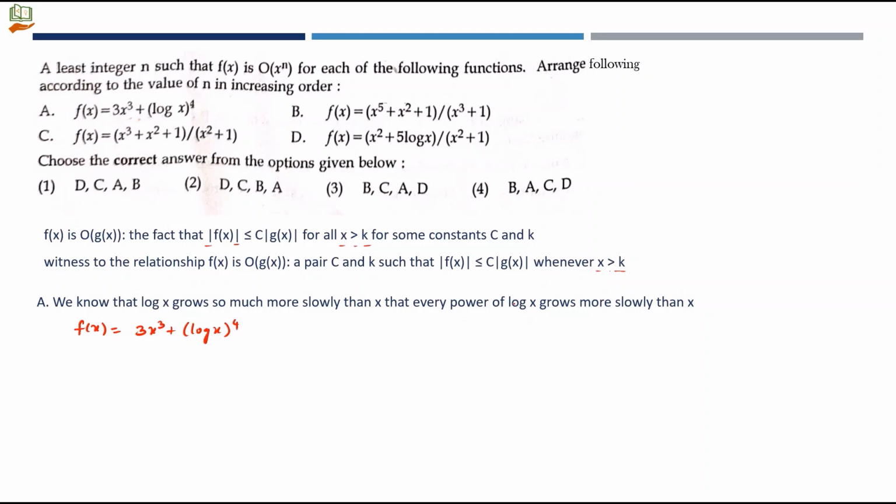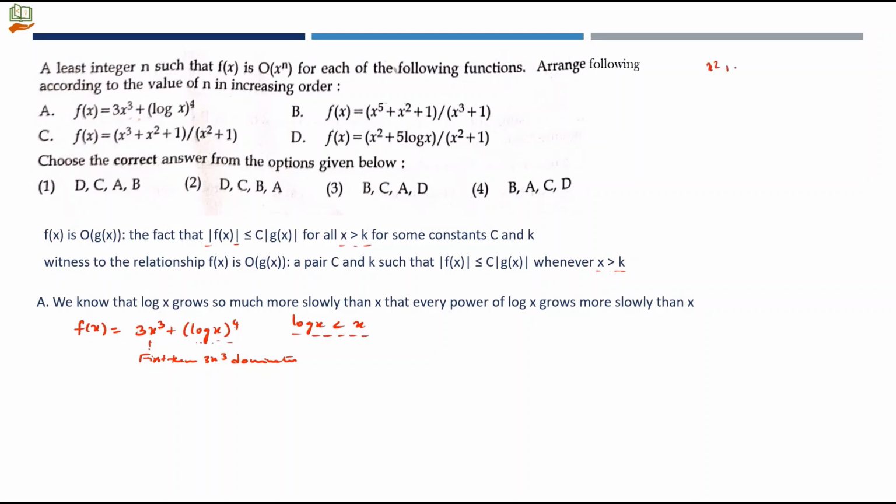That every power of log x grows more slowly than x. What they are trying to tell you is log x is less than x. Between 3x cube or log x to the power 4, which is the higher power here? While taking only the power, 4 might be higher. But when we say log x is less than x, you cannot say that log x power 4 is greater. So in this case, 3x cube will be greater. This term dominates. It means you have to consider 3x cube for finding big O of n.